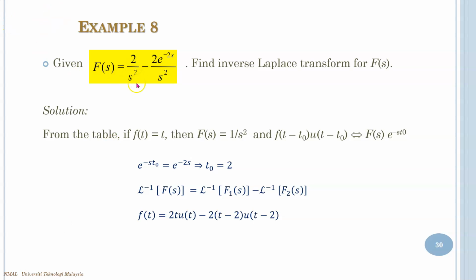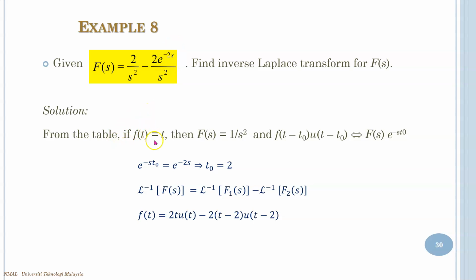Given F(s) equals 2 over s squared minus 2 exponent negative 2s over s squared, find the inverse Laplace transform of F(s). This is where you have to be creative. To find the inverse Laplace transform, you need to be creative. When you cannot find the exponent function in the s domain by referring to the list of formulas, we know that it is actually time shifting. The time domain function has gone through time shifting, which is why the Laplace transform has this exponent function.